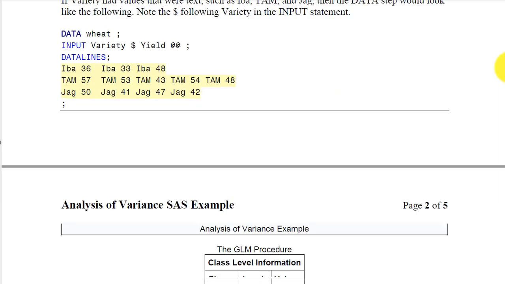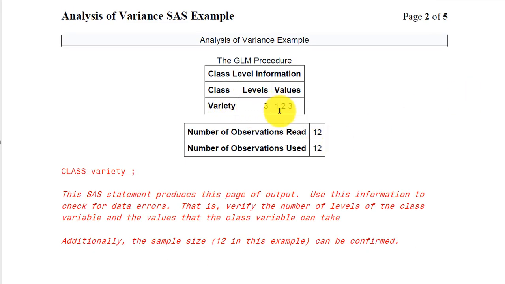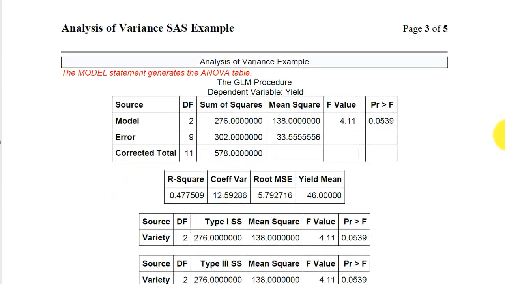What would change on your class statement is you'd still have 3 varieties, but your values would be listed here in alphabetical order, and instead of the values 1, 2, and 3.